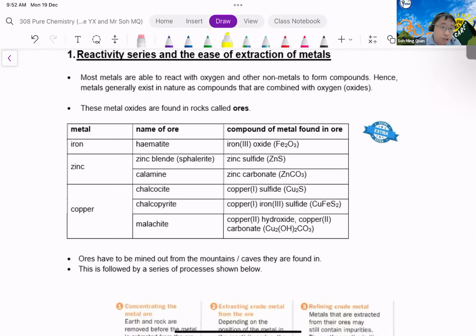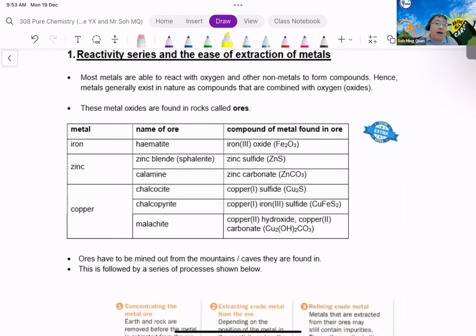So that's what I was mentioning just now. Whether the metals are easily extracted or not depends on its reactivity. Now most metals are able to react with oxygen to form compounds. Why specifically oxygen? If you think about it, the air around you is 21% oxygen. So oxygen is relatively plentiful and abundant, and therefore the metals can react with oxygen to form compounds called oxides.